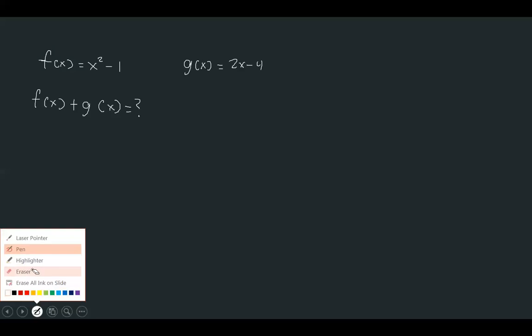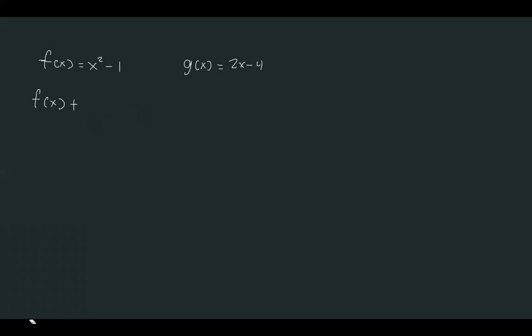Let's just say I have two functions. I have f of x is equal to x squared minus 1, and I have g of x as 2x minus 4. What if I ask you to add them both? F of x plus g of x. In this case, we're just going to simply substitute them and add them together. That's very simple to do actually.